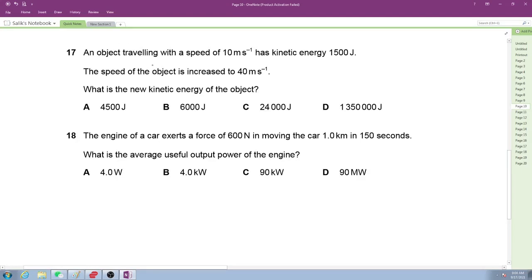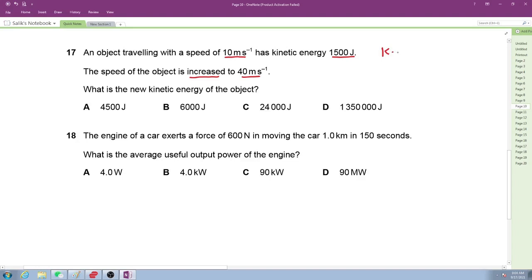An object traveling with a speed of 10 meters per second has kinetic energy 1500 joules. The speed of the object is increased to 40 meters per second. What is the new kinetic energy? With the help of the initial speed and kinetic energy, we can find the mass.